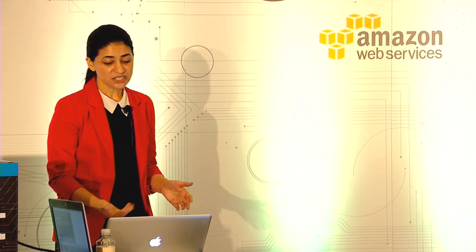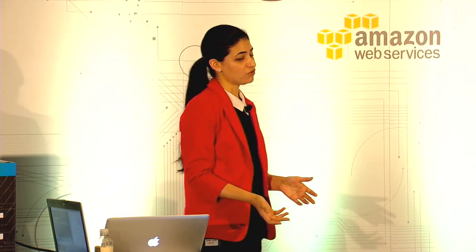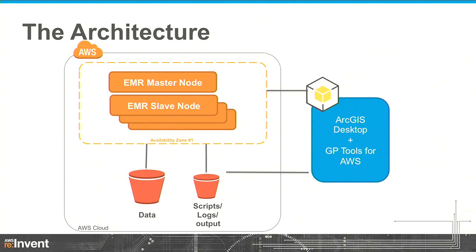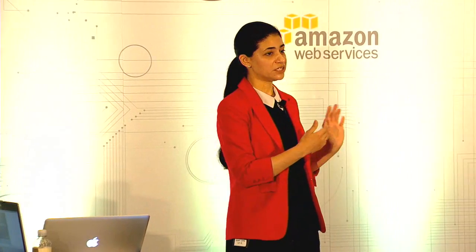Now, the architecture that was used for this type of operation was based on having our ArcGIS desktop client running within a machine. So the analysts kept that machine running on their own desktop in their own environment in their office. And the GP tools for AWS were used to just seamlessly go and start an EMR cluster.